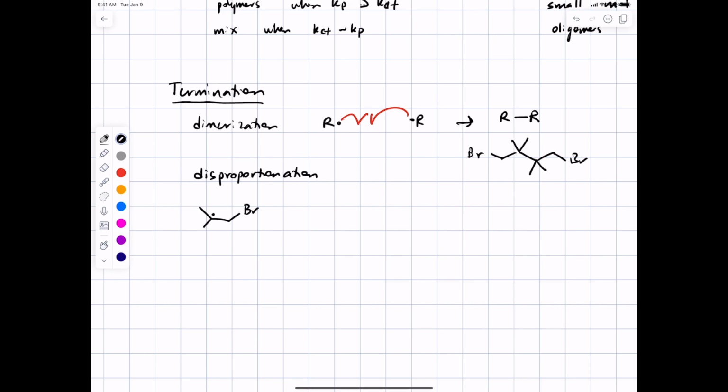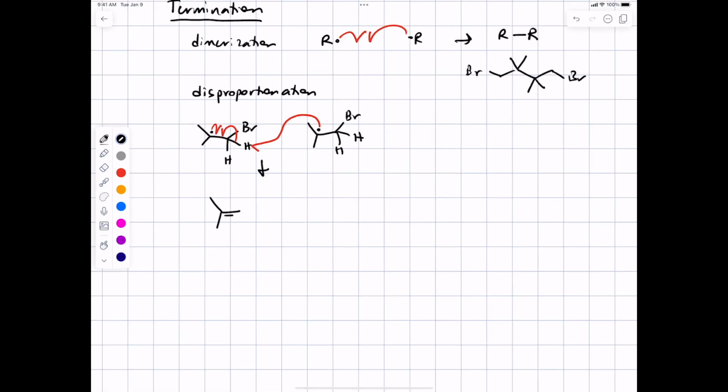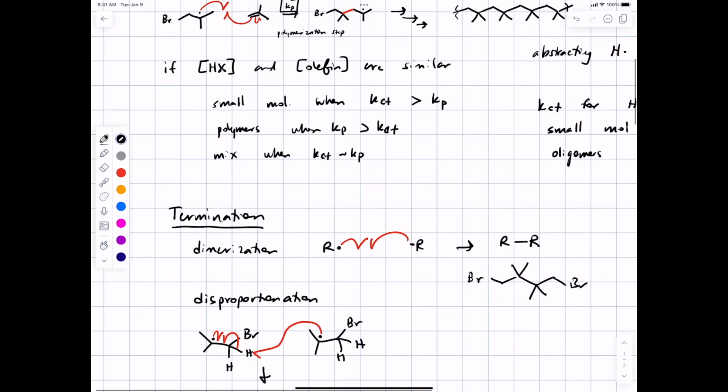So here is a carbon-centered radical, and then here is another. One disproportionation reaction would be for this carbon-centered radical to abstract that hydrogen atom, and then the remaining single electron after a hydrogen atom is removed goes to form a new pi bond here. So the two products you would get from disproportionation would be this olefin and then this molecule.